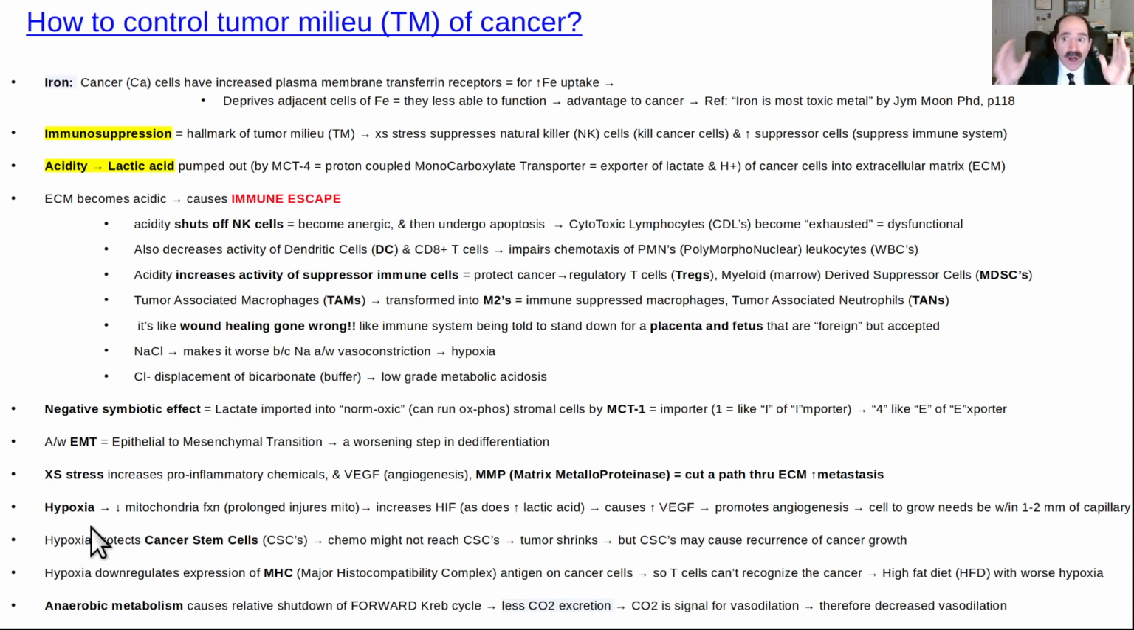But remember, it all starts with hypoxia. Hypoxia and acidosis are the friends of the cancer. They're not your friend. Okay, and then if the cancer cells are protected, the cancer can recur even if most of the tumor shrunk down.